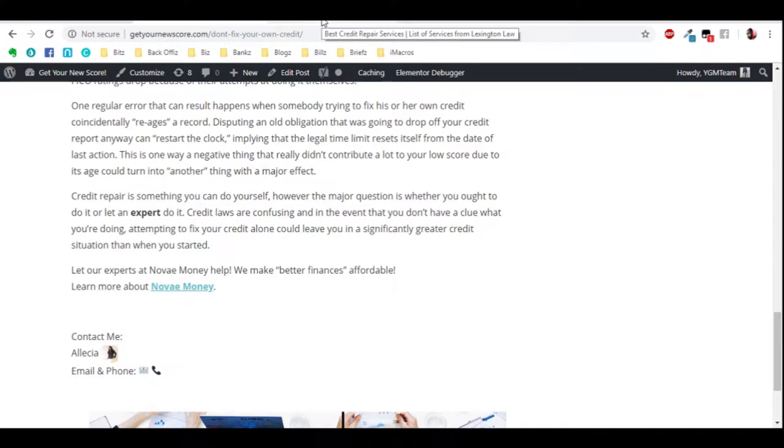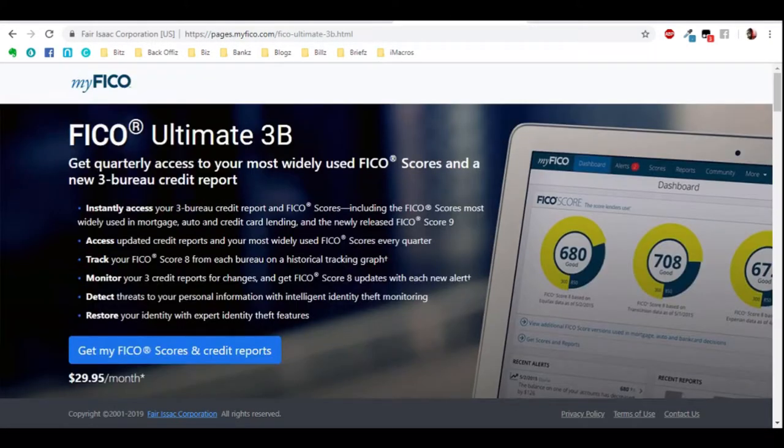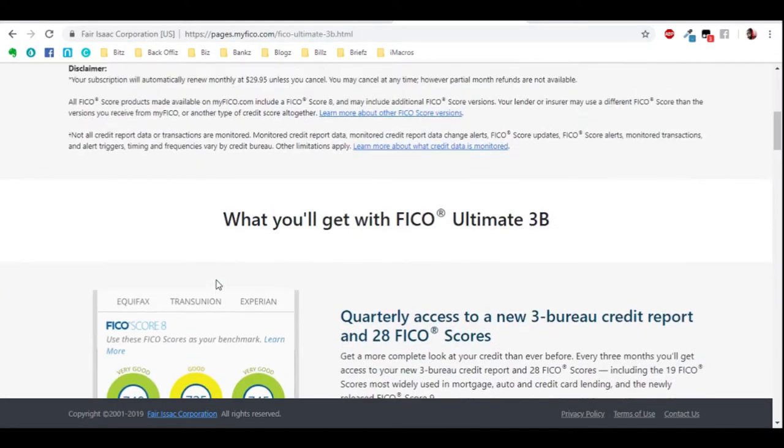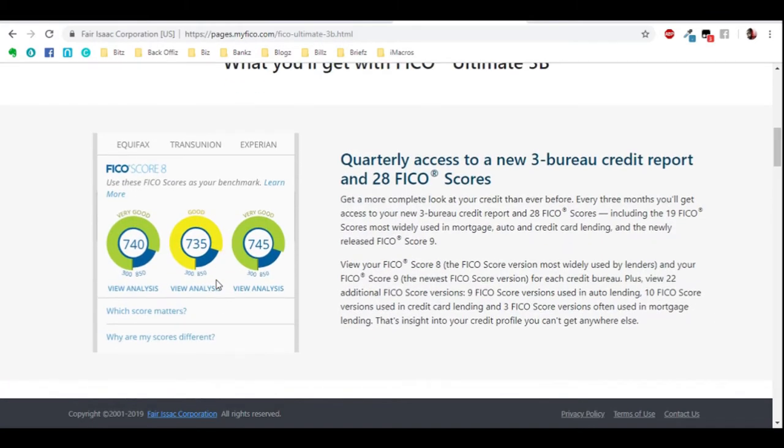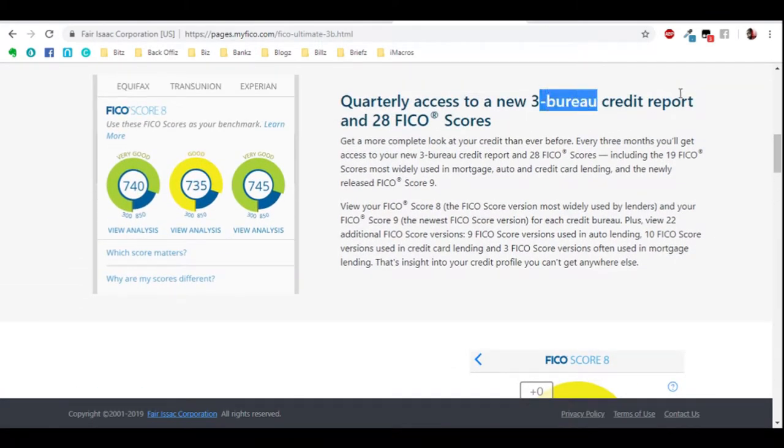So let's look at the alternatives. First of all, you have to get your FICO score. If you go to MyFICO, for $29 a month you can get instant access to all three of your credit bureau reports. Let's look here, what do they do for $29 a month? You get your three bureau reports every quarter.